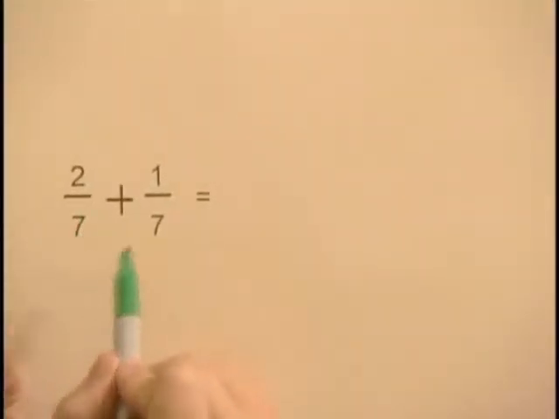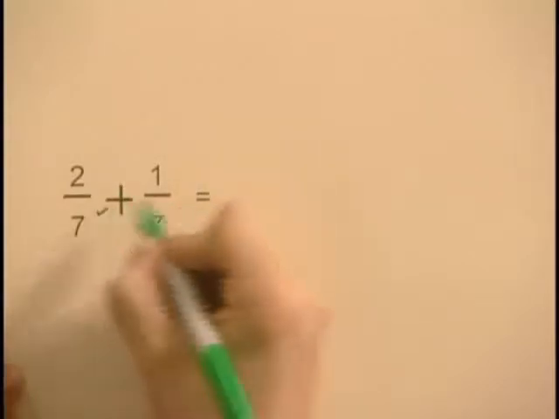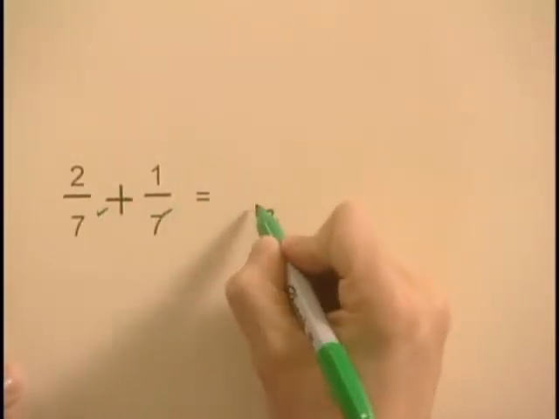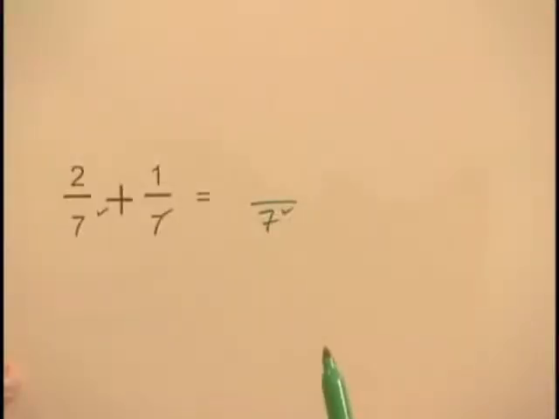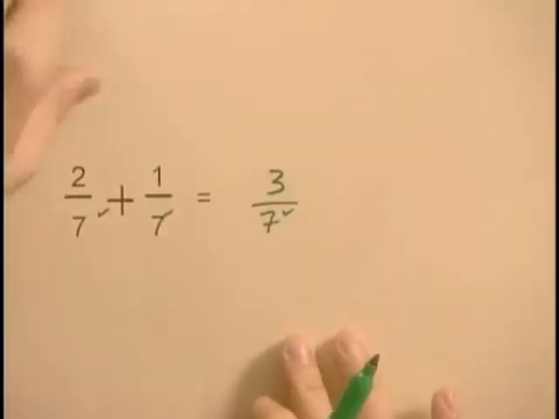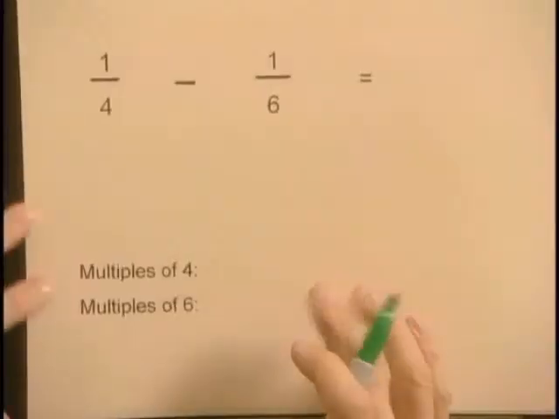Just like right here, 2 over 7 plus 1 over 7. Our denominators are the same, so we just keep them the same and just add the numerators. 2 plus 1 is? 3. Excellent. 3 over 7.